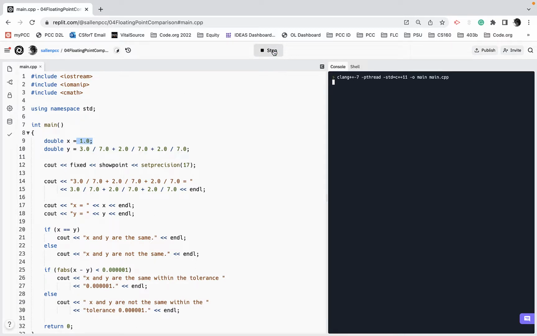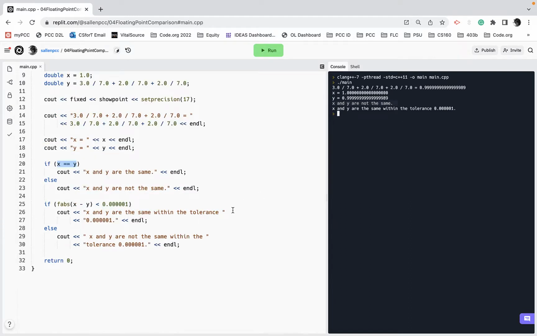So when I run this program, you can see that this equation, 3/7 plus 2/7 plus 2/7, is equal to 0.999, this big long number, which is essentially 1, but that's how the computer is storing it. Okay, and then when I output, x contains 1, and then y contains this number that's super, super close to 1. And so if we say if x is equal to y, this will be false, and it will print x and y are not the same.